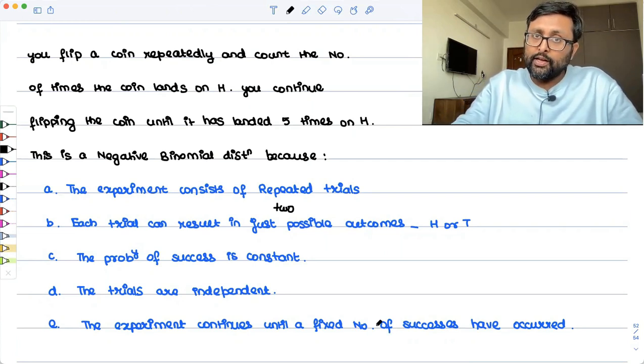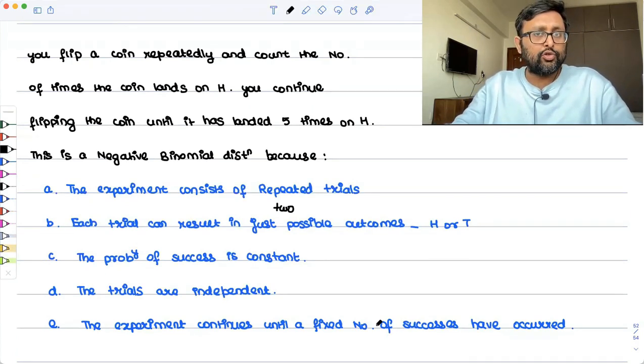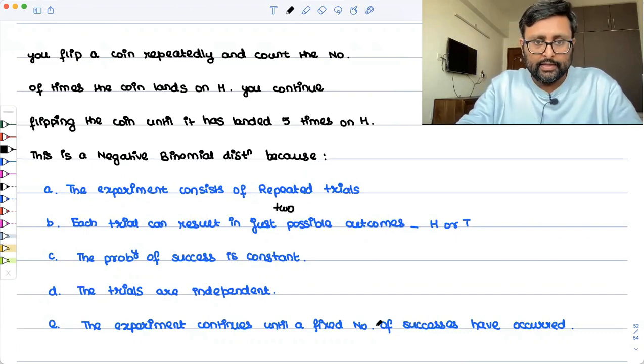So in binomial, you stop when the number of trials which you have fixed, you have done that. In negative binomial, you're going to stop till the success which you have fixed is achieved. That is the point.